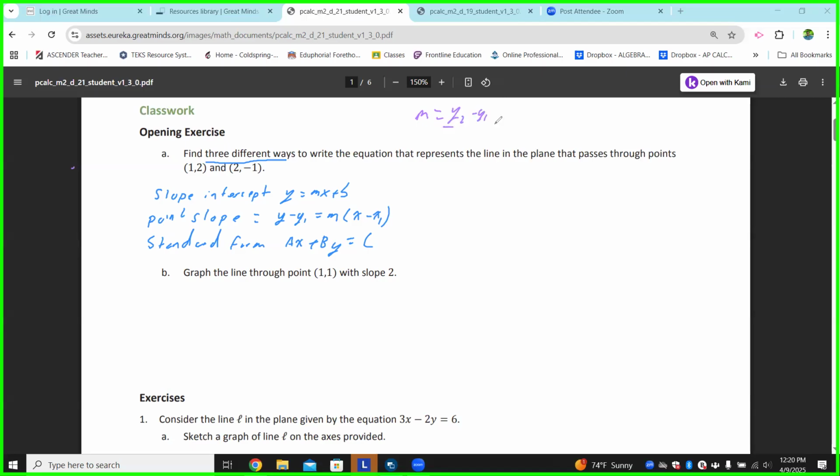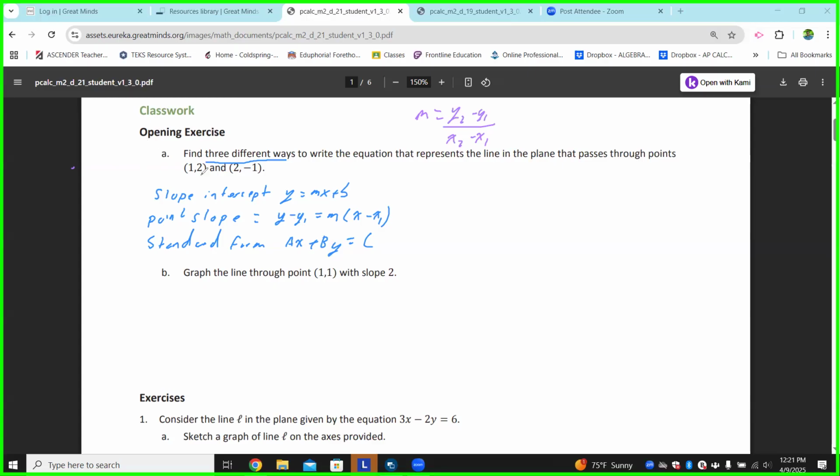Y2 minus y1 over x2 minus x1. You learned this in multiple different ways. You learned it by the delta of y over the delta of x, which is just the change or the difference between them. Or you did rise over run if it was a graph of some sort. But if given actual two points, this is how you do it.